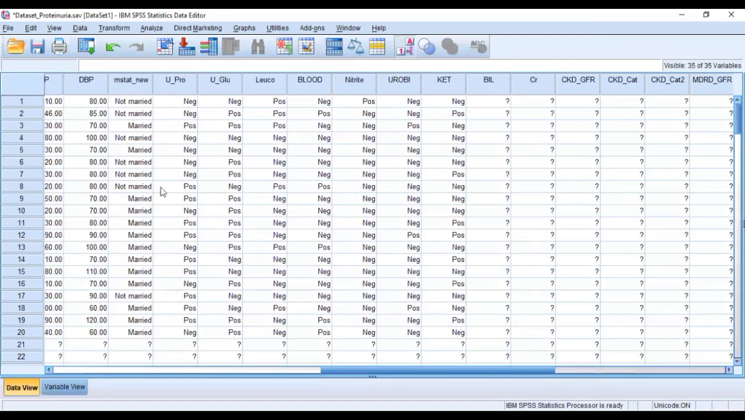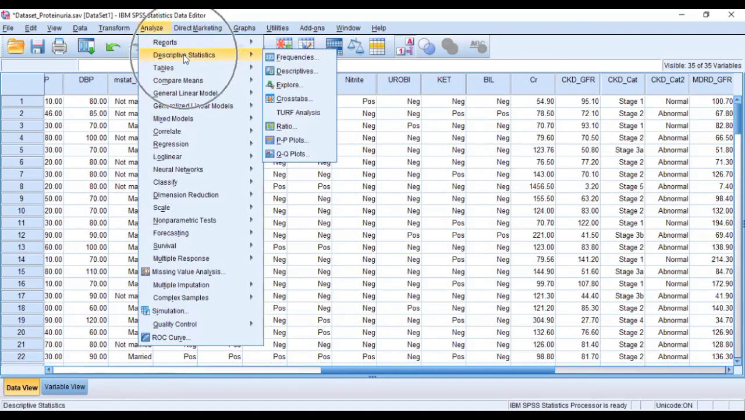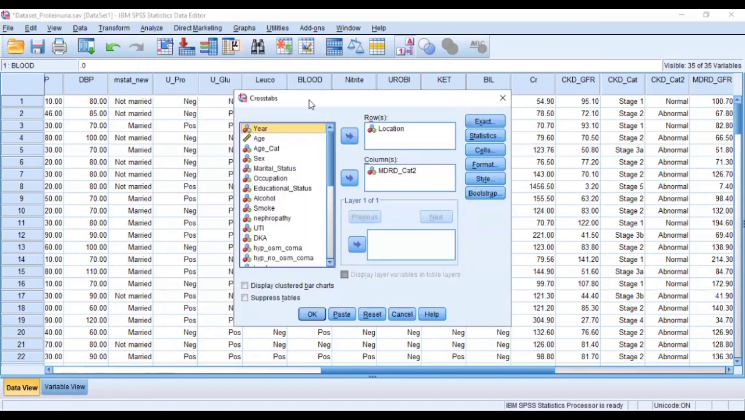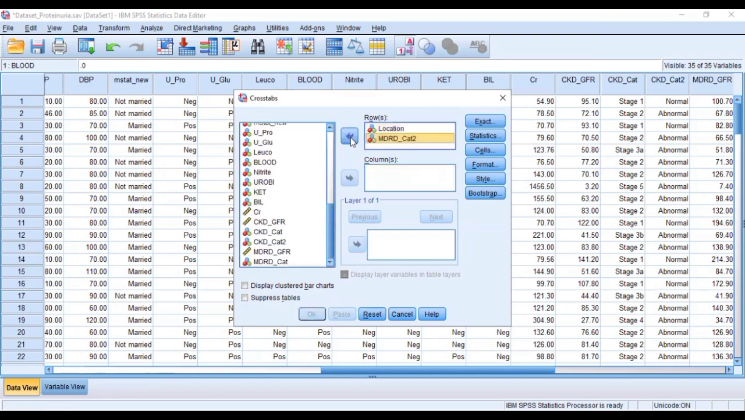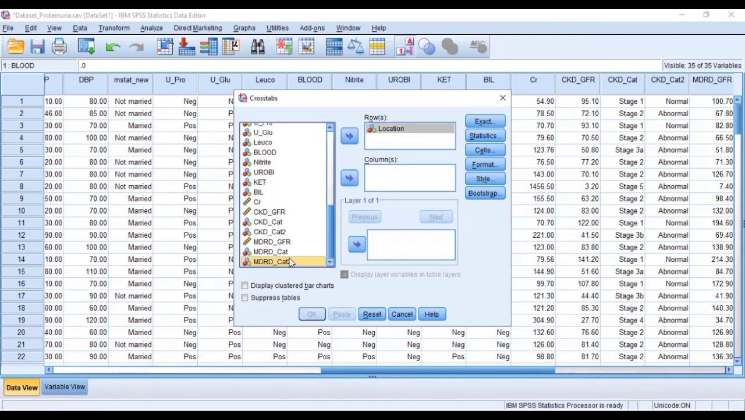So we'll go to analyze as usual, and then we'll come to descriptive statistics. Then we'll click on crosstabs. Immediately we click on crosstabs, we select our location and bring it there. Initially, it will be empty as you can find it here. So you have to select it and move it there, and also come here and select it and move it there.